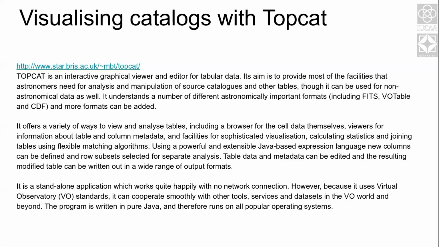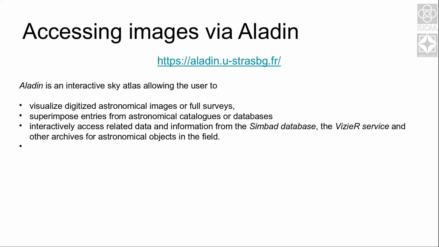It works well without any network connection, but it is tightly integrated to something known as the virtual observatory, which I'll talk about in a minute. Using virtual observatory protocols, Topcat is able to cooperate with other tools, services, and data sets in the VO world and beyond. So it is possible for you to load your catalog and match it with another catalog which is not sitting on your computer, but is sitting on some remote server which you access through the internet using Topcat. Topcat has been written in Java, and therefore it runs happily on all different operating systems that we use today. So this is for accessing catalogs.